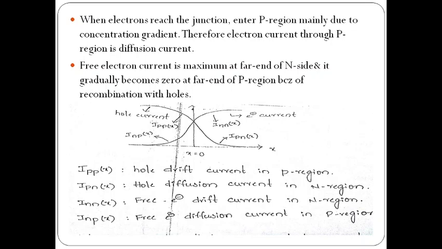Next, INP of x is the current due to electrons in the P region. Yes, because of the diffusion mechanism. So this is called free electron diffusion current in the P region. So now we know the current components in the diode.